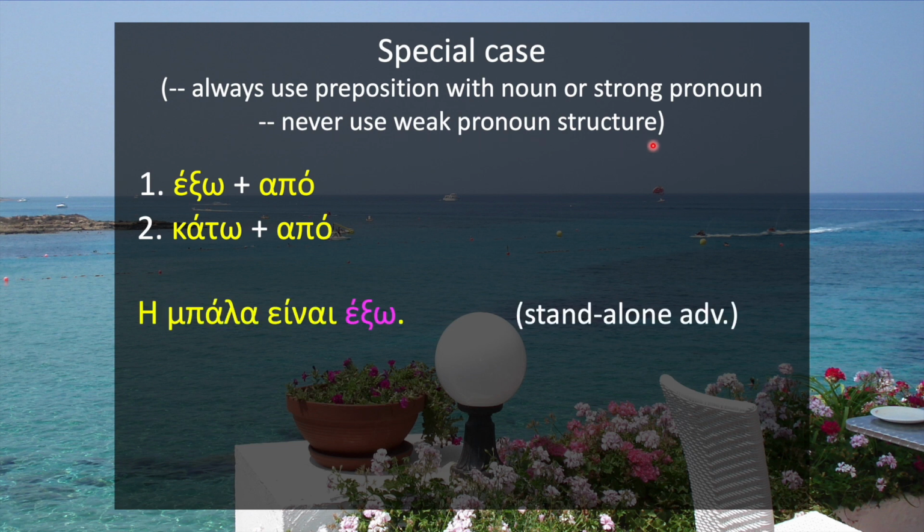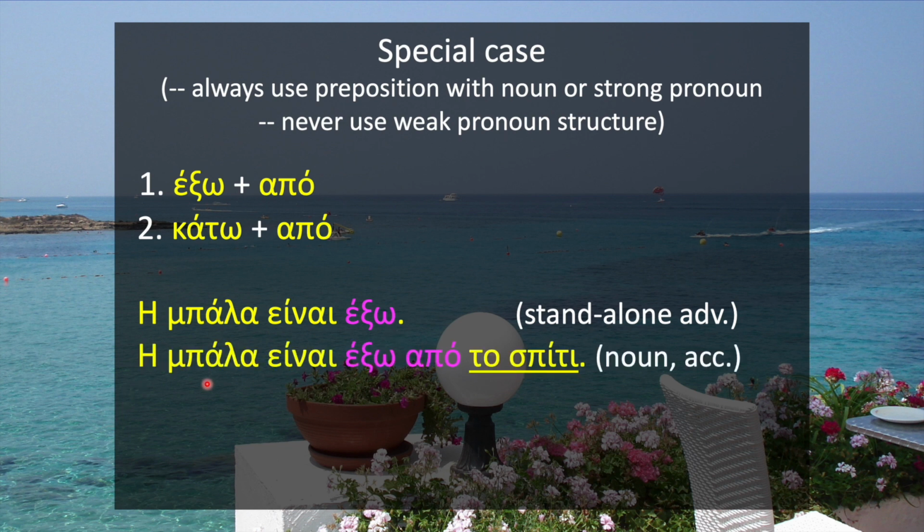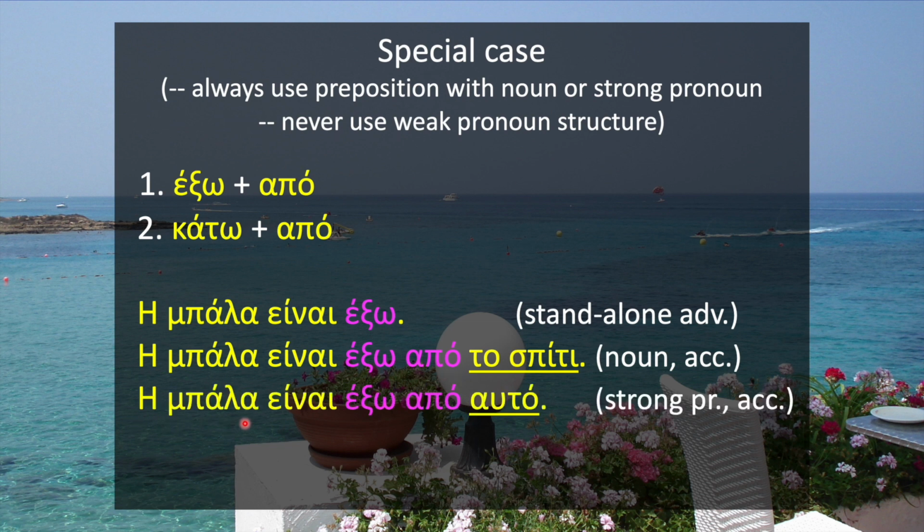Let's see an example. Η μπάλα είναι έξω. This is a standalone adverb, έξω. Η μπάλα είναι έξω από το σπίτι. Here we have a noun in the accusative case and έξω takes the preposition από. Έξω από, just like the other ones. Η μπάλα είναι έξω από αυτό. Here is the strong form of a pronoun. And again, just like the other adverbs, we have έξω with the preposition από.